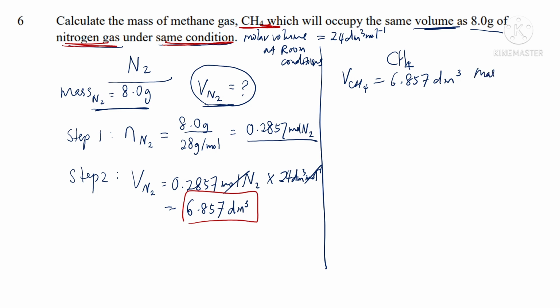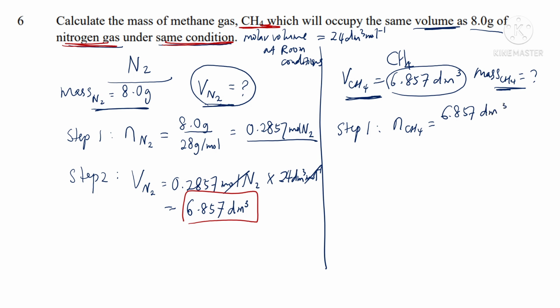Now we want to find the mass of methane gas. Again, this one is given A, asked for A. Therefore, we can solve it in 2 steps. Step number 1, since we are given the volume of gas, we need to find the number of moles of methane gas by using the formula volume of gas divided by molar volume, at room condition, and that should give us 0.2857 mole of methane gas.